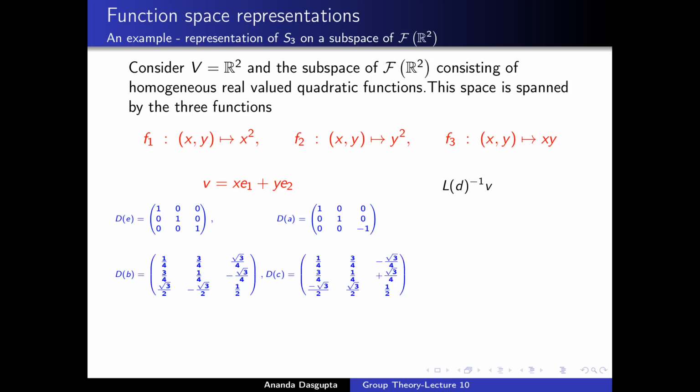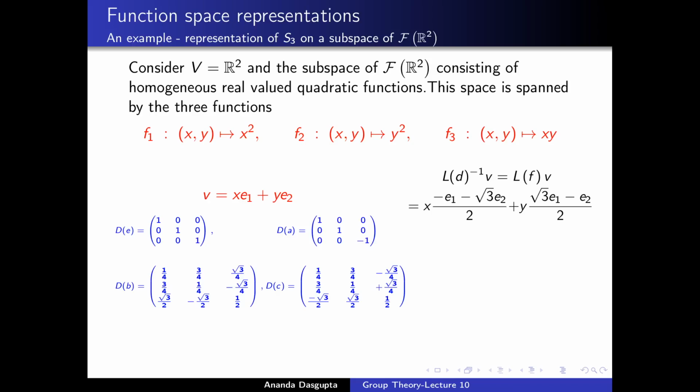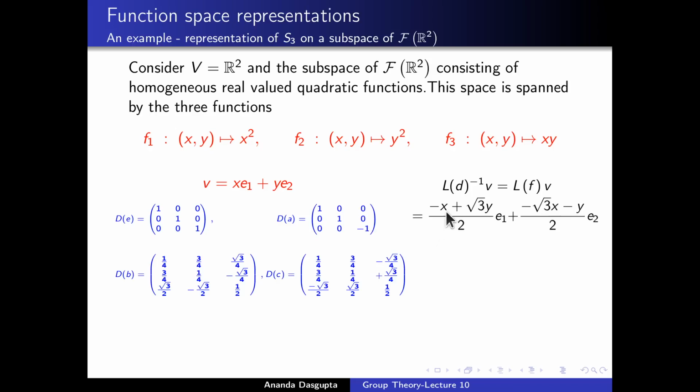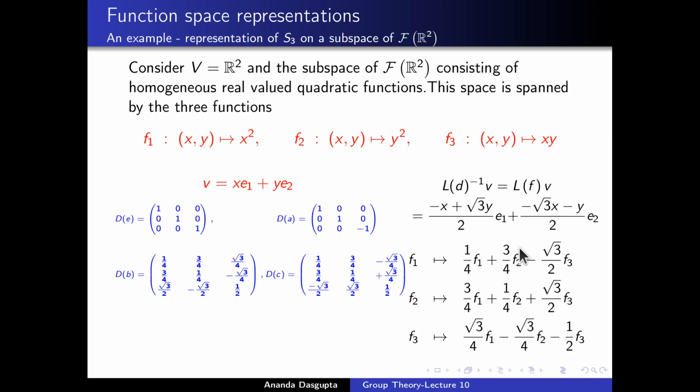LD's action is very similar, except that this is the first time we are seeing something which is not a self-inverse. So LD inverse V, of course L of D inverse V is the same as L of F acting on V. So this is the only thing that you have to be very careful about here. And so this is what happens to the vector. It becomes a new one with these components. You square these components to figure out what happens to F1. You square this one to find out what happens to F2. And you multiply these two to find out what happens to F3. And this is what the transformation looks like.